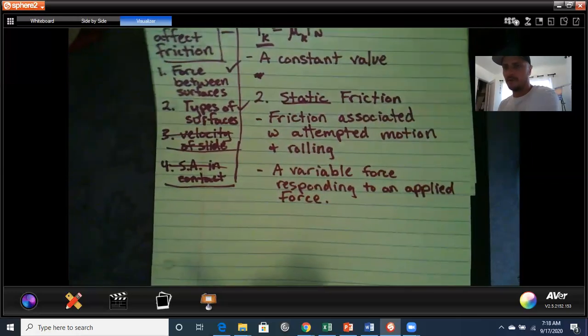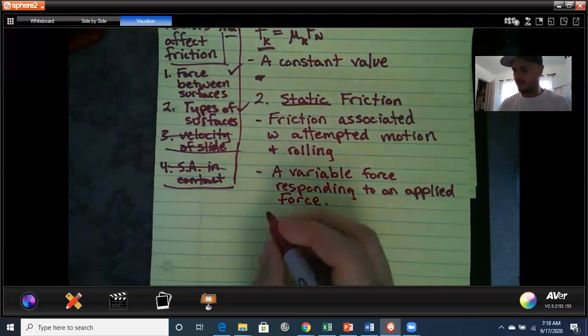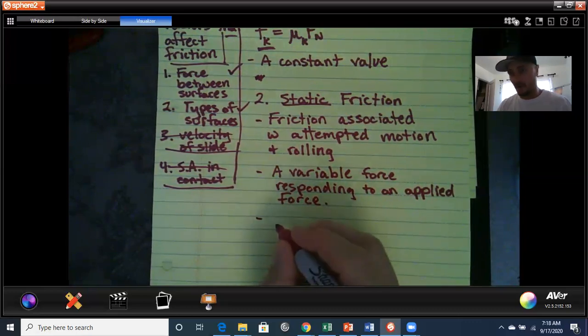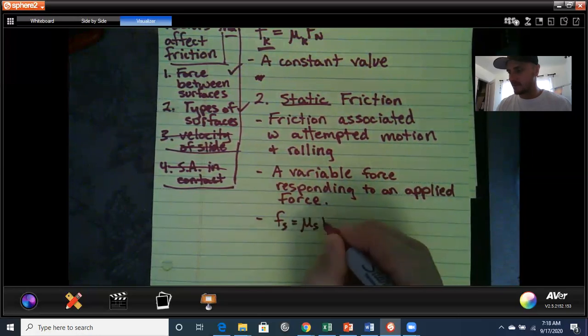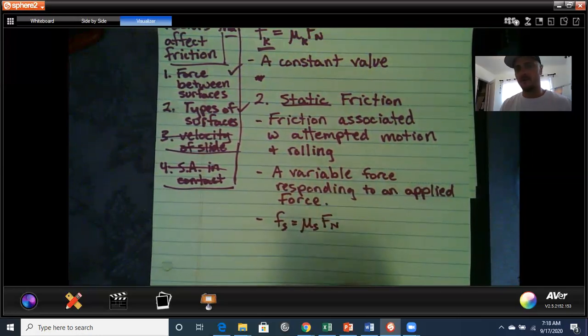And we're going to get to that rolling thing in just a second, but let's first just talk about it in this context. What's my equation? Well, it would be static friction equals mu s times Fn. Very important thing here. Let's make the mention right now. Mu s is always greater than mu k.